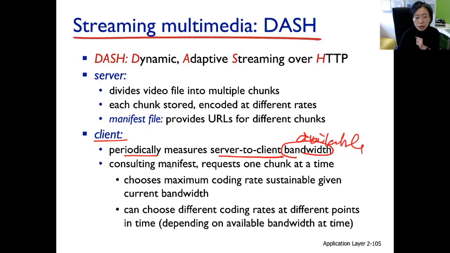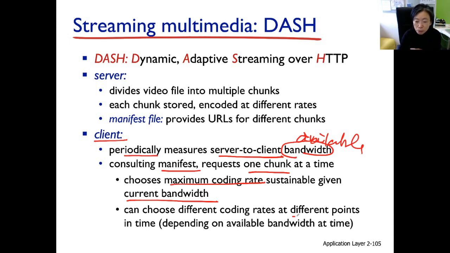All right. And then, provided this bandwidth limit, consult with the manifest file and then request the chunk the client is looking for at the time and choose the maximum rate such that it's under the bandwidth limit. Okay, so measure periodically the available bandwidth, pick the version of the chunk such that the rate is right below the limit. Okay.